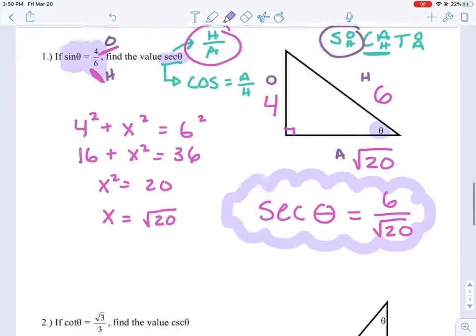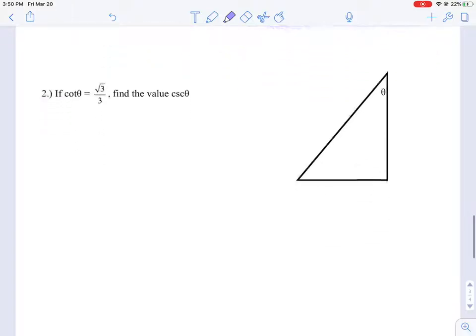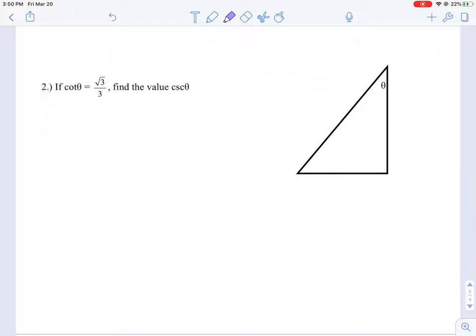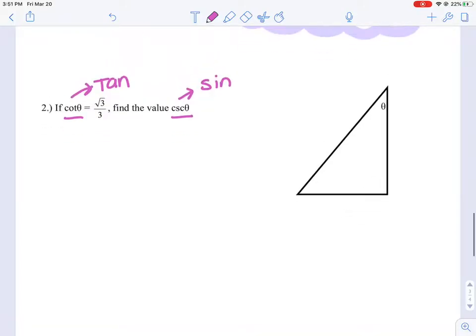Okay, let's take a look at another one. If cotangent is radical 3 over 3, find the value of cosecant. So cotangent, that's one of our new functions. Cotangent goes with tangent. Cosecant, the S goes with a C, so cosecant goes with sine. So I like to write out my SOHCAHTOA to help me remember my ratios.